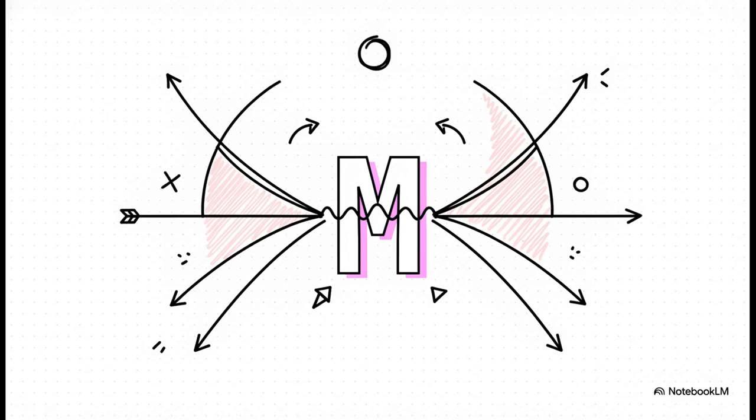Does that sound familiar? It should. It's the stable equilibrium point for this whole system. It doesn't matter where the population starts. As long as it's not zero, it will always head toward this value M.